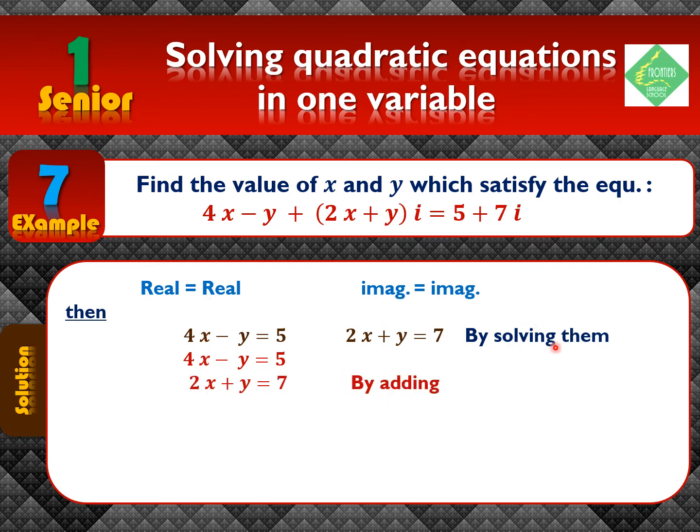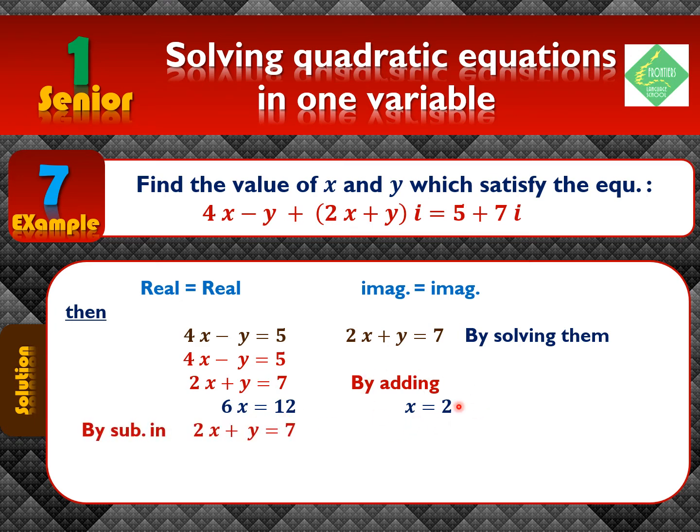What will I do? I will do solving. 4x minus y equal 5 and 2x plus y equal 7. The equations here are ready for me to do adding elimination, negative y with y. Okay. 4x plus 2x you get 6x. 5 plus 7 you get 12. Divided both sides by 6, you get x equal 2.